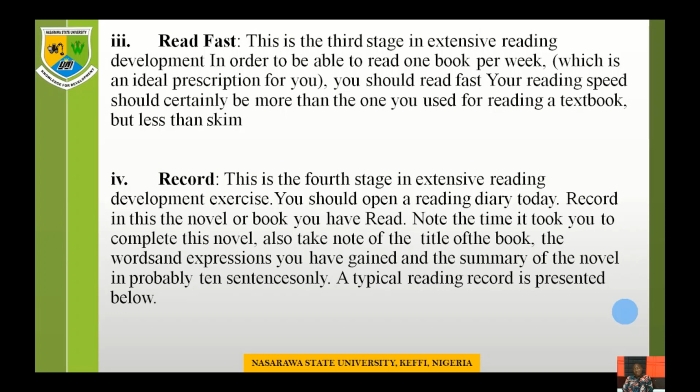The fourth step is record. Now, this is the fourth stage in extensive reading development exercise. We expect that you open a reading diary today, for example, if you have not opened one, and whenever you read, you do some recordings on the novel or book that you have read. You should take note of when you started reading the novel and when you ended. Take note of the title of the book, the words and expressions you have gained, and the summary of the novel in probably 10 sentences only.